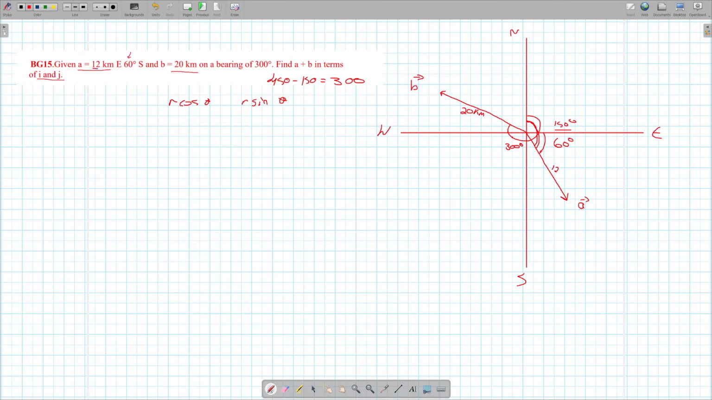So we're going to do r, which is 12. The magnitude is 12 cosine 300 i plus 12 sine 300 j. This is for the first one. Now for the second one, we know that the bearing is 300. So how do I find the normal angle? Again, you do 450 minus the bearing, which is 150. So the angle for it is 150. We do the magnitude times cosine the angle: 20 cosine 150 i plus 20 sine 150 j.